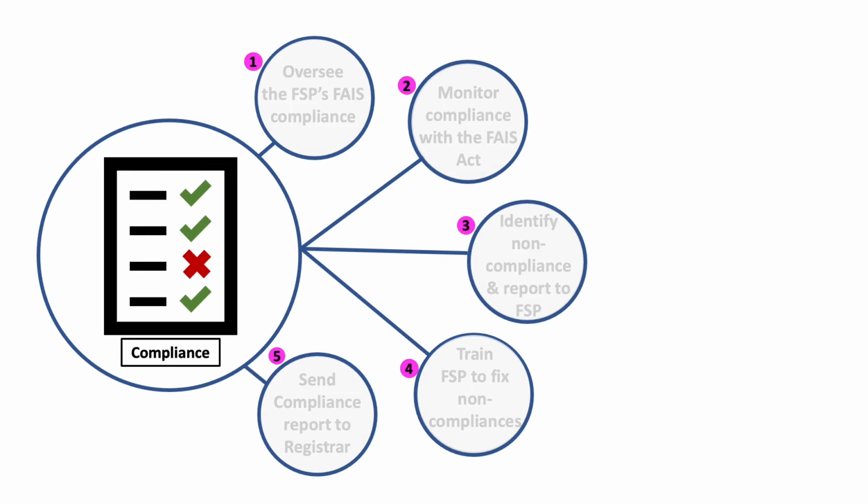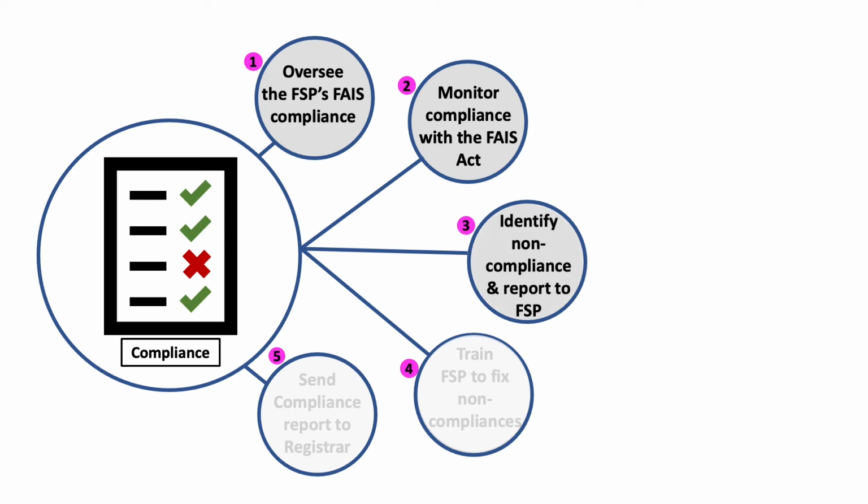The role and responsibilities of a compliance officer can be explained as follows. 1. To oversee the compliance function, insofar as the FAIS Act is concerned. 2. To monitor compliance of an FSP with this FAIS Act. This relates particularly to the compliance procedures which an FSP and its representatives should follow in order to ensure compliance.